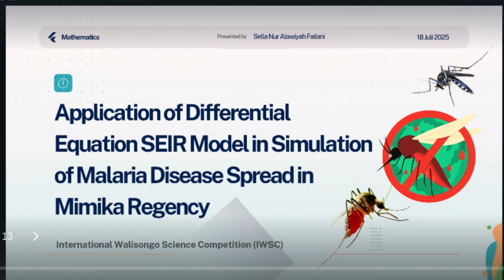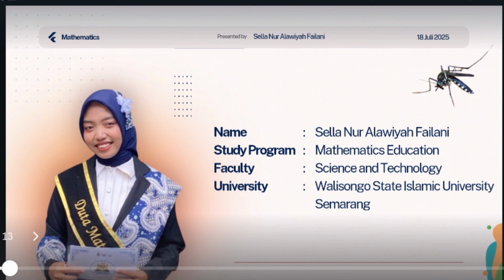With the spirit of research and innovation, I try to raise one simple thing, that math is not just numbers, but also a solution for a better life. On this occasion, I will present the application of the differential equation SEIR model in the simulation of malaria disease spread in Mimika Regency. First, to introduce myself, my name is SELLA ALAWIYAH FAILANI, representing Walisongo State Islamic University Semarang, from the Mathematics Education study program.